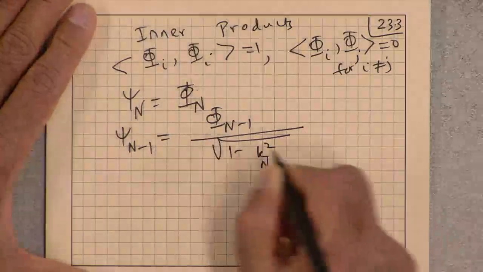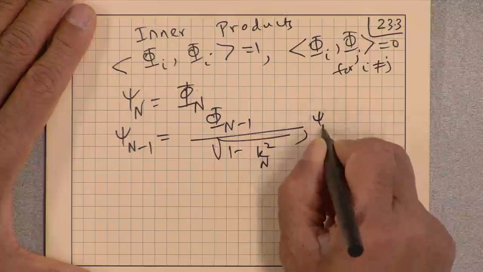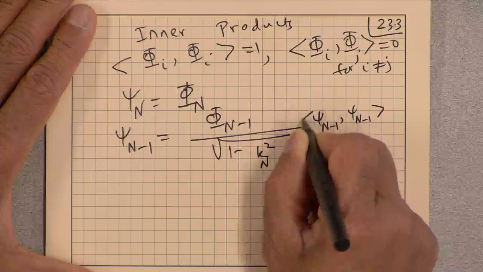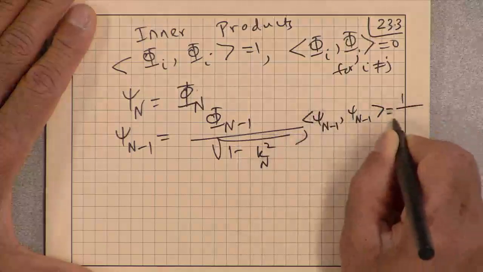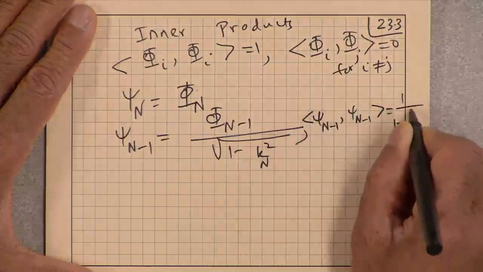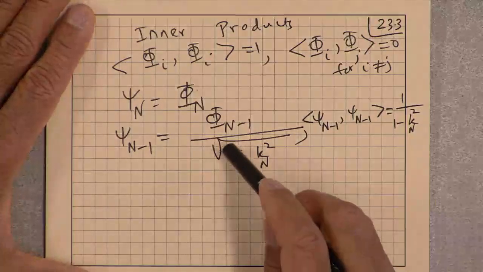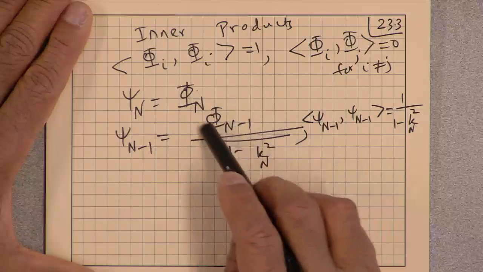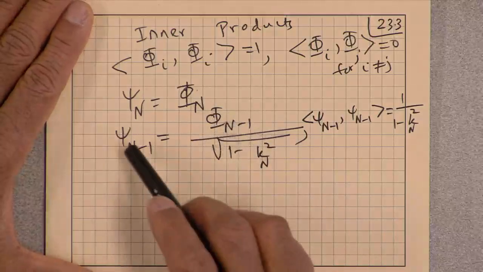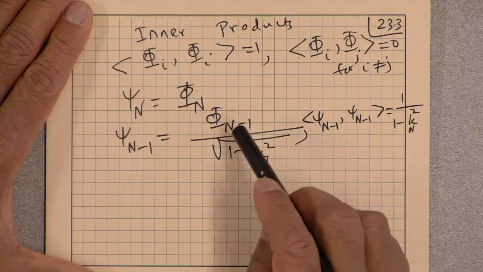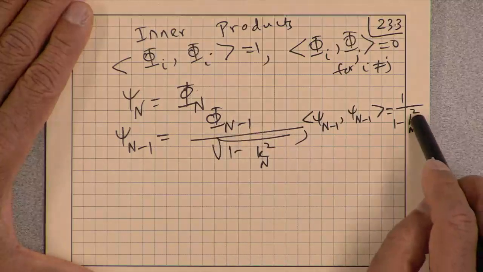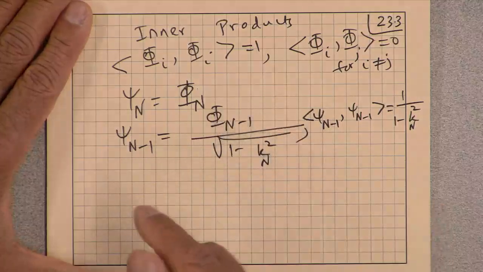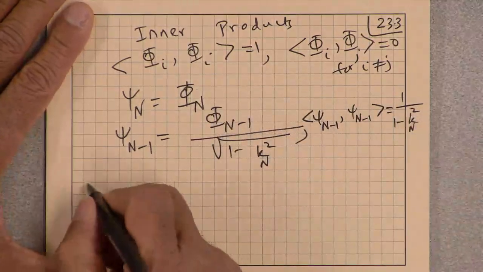So once I realize that, I can say that the inner product of psi with respect to itself is equal to 1 over 1 minus kn squared. Okay, so why is that? Because the inner product of phi n minus 1 with respect to phi n minus 1 is 1. So the inner product of this with itself is going to be 1 over 1 minus kn squared times the inner product of phi n minus 1 with itself. So that's that inner product.